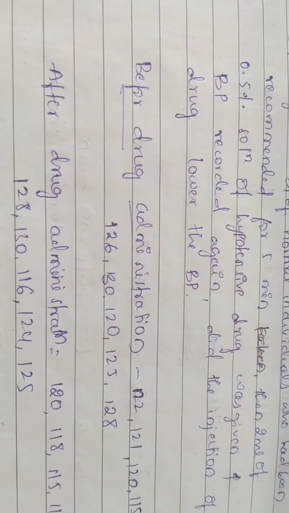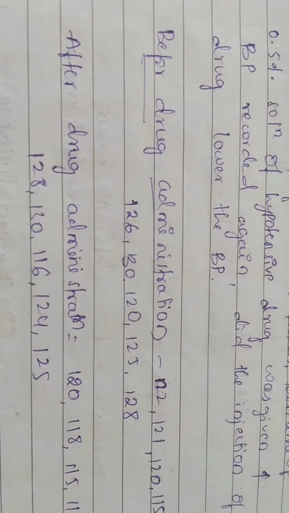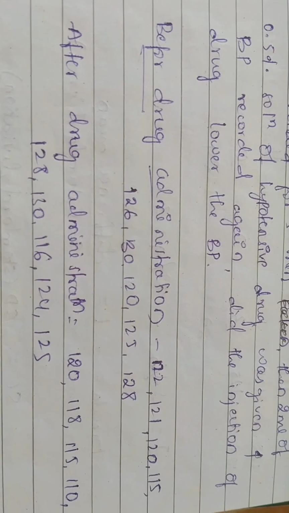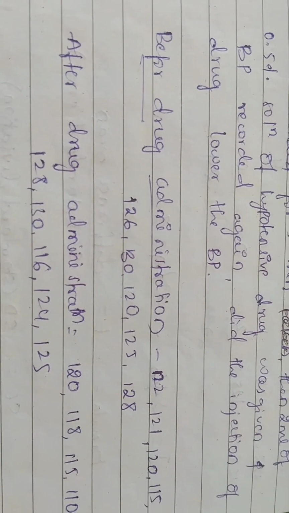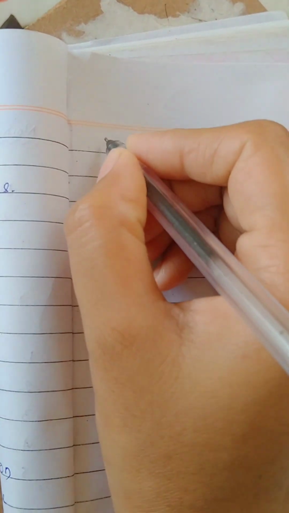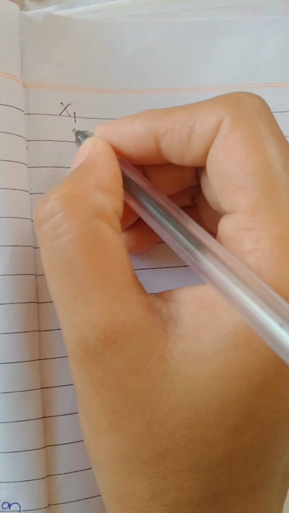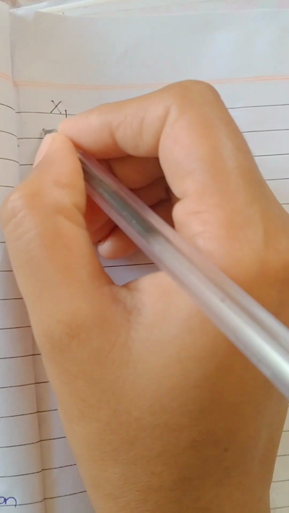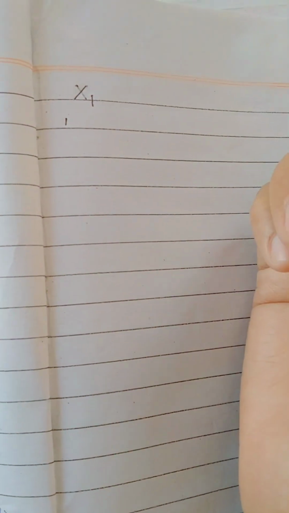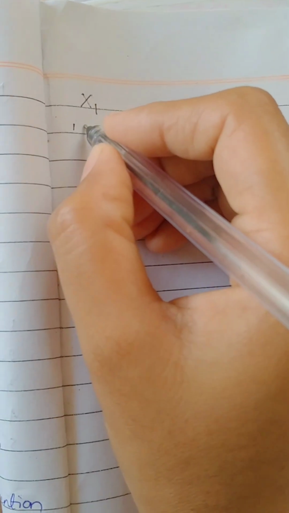So we have blood pressure measurements before and after administration of the drug. Before administration we have the BP, and after drug administration we have the BP. Next, before drug administration we'll consider it as x1. So x1, whatever data we have, we'll write down here. The first measured BP we'll take as 122. We're considering systolic BP here.